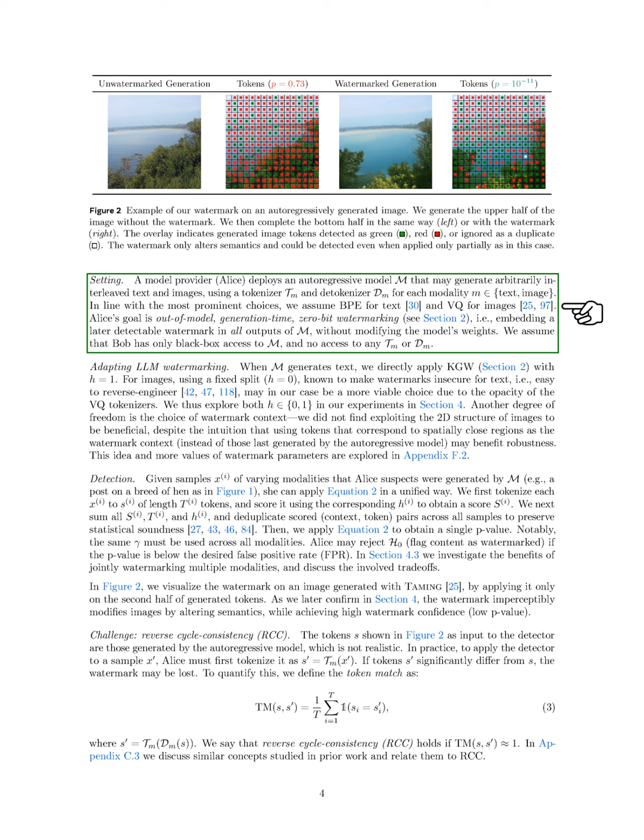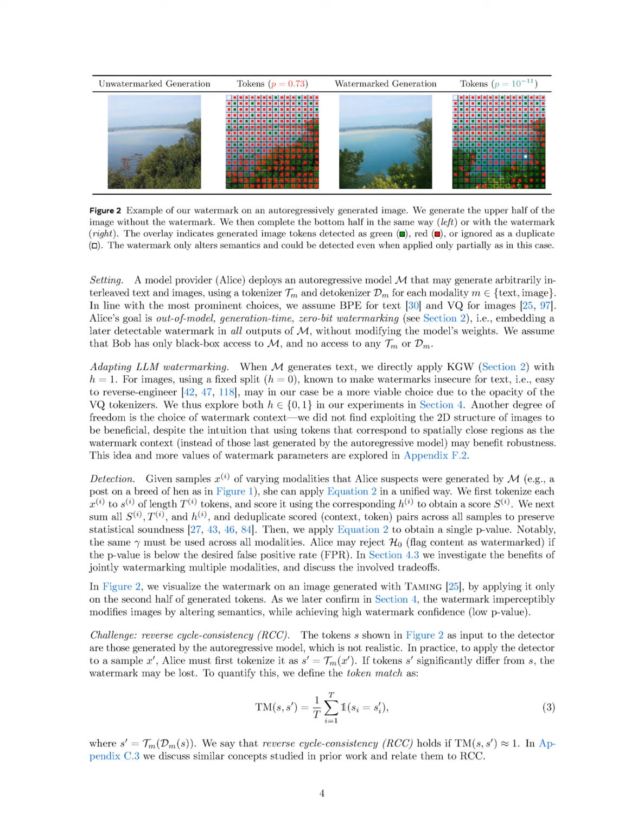In our setup, a model provider, whom we refer to as Alice, deploys an autoregressive model capable of generating mixed text and images. We assume she uses byte pair encoding for text and vector quantization for images. Alice aims to implement a 0-bit watermark that can be detected later, without altering the model's weights. We also assume that Bob only has black box access to the model and cannot access the tokenizer or detokenizer.